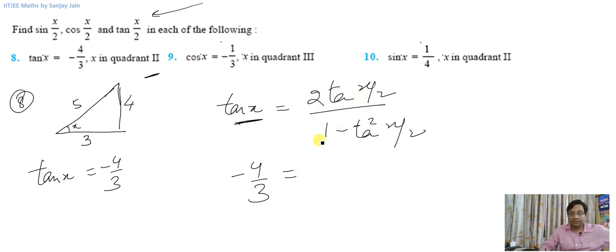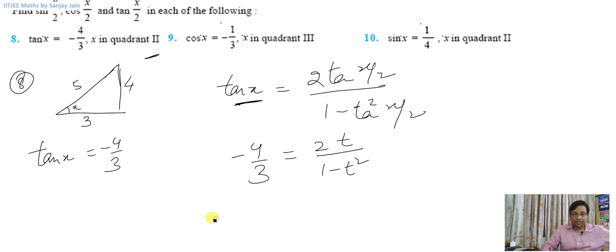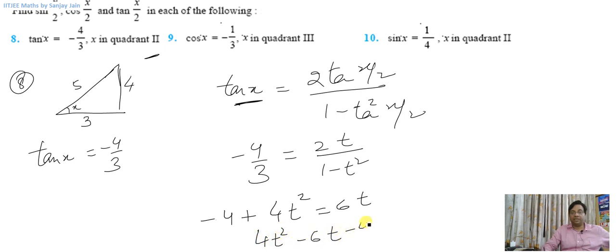It will be 2, let us consider this as t, so 1 minus t square. Cross multiply and convert it into a quadratic equation. So I'll have minus 4 plus 4t squared, and then this will be 6t on the right hand side. And when I write it in standard form, 4t square minus 6t minus 4 is equal to 0. So this is 16, and 8 into 2 is also 16.